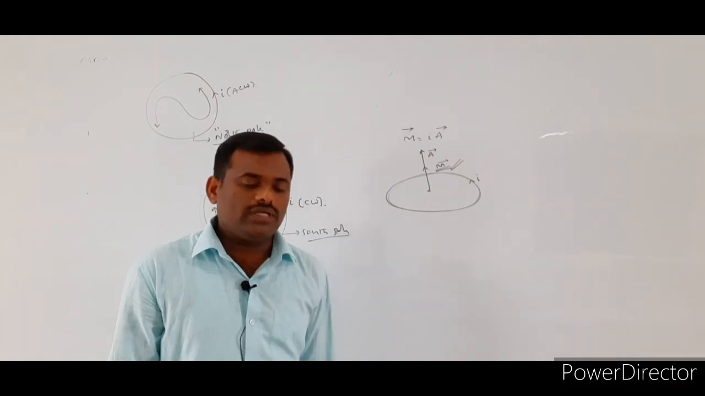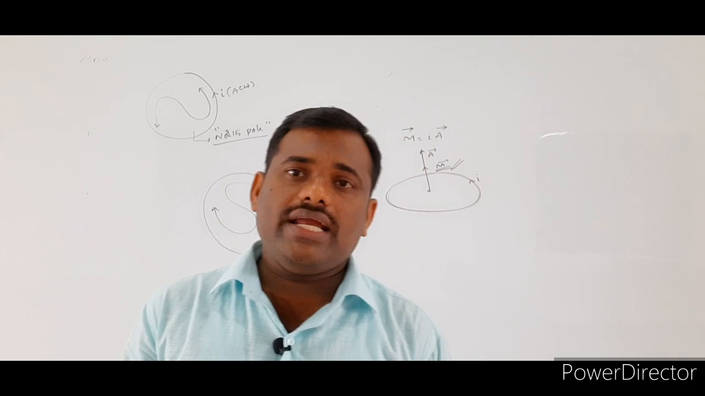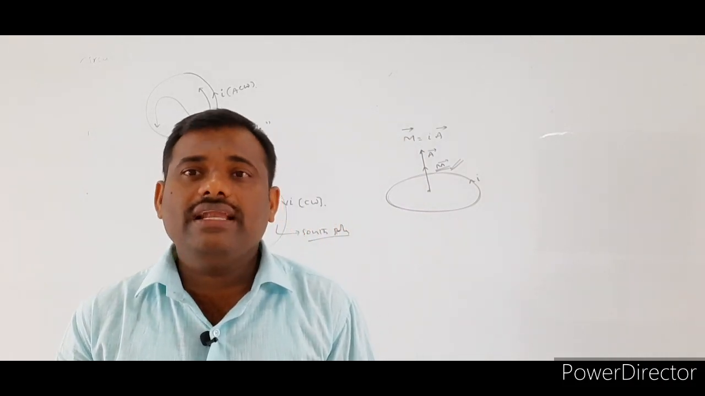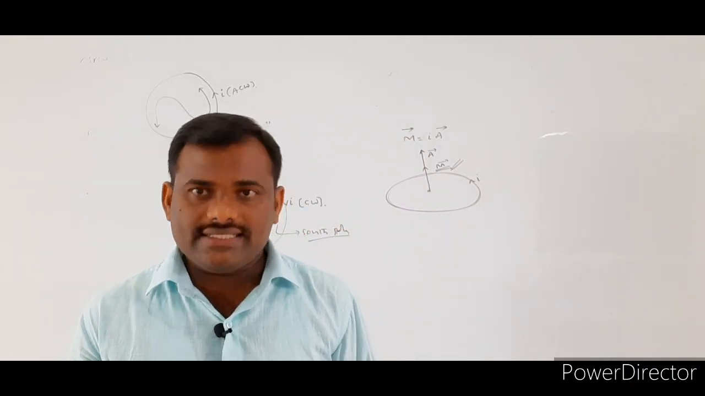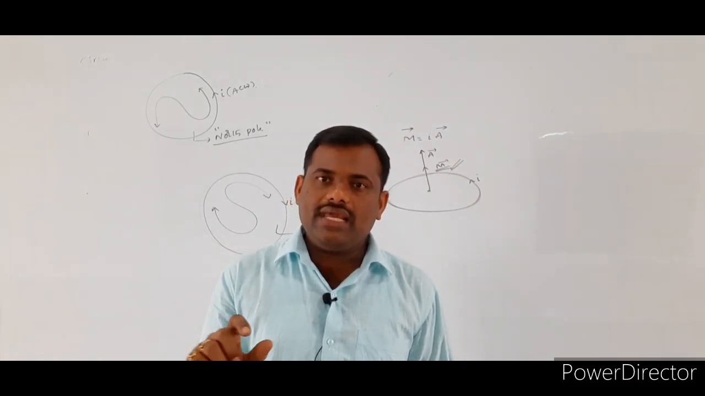So this is the complete information about the circular current carrying coil, its magnetic field on the axial line and at the center, and how it behaves as a magnetic dipole.